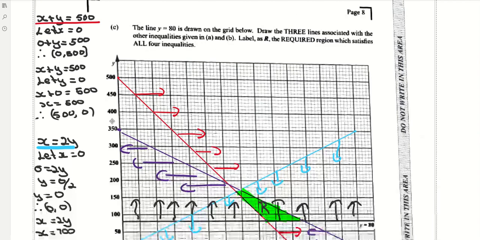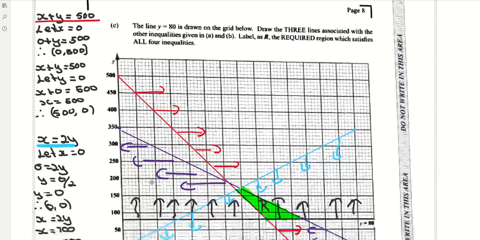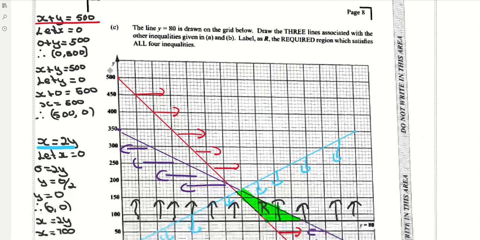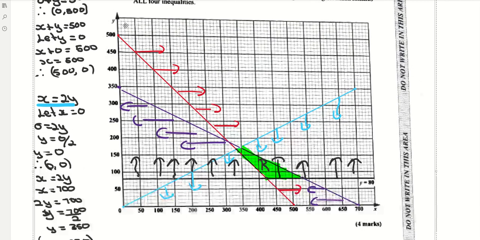0, 500, that is on your x-axis. No, sorry, that's on your y-axis. x is equal to 0 on your y-axis. So that's this coordinate right here. Then x plus y is equal to 500. You're going to let y be equal to 0. Alright, you put it in the equation. That's x plus 0 is equal to 500. So x is equal to 500 and y is equal to 0. y is equal to 0 on your x-axis. So this is the coordinate here. And you simply draw that line.